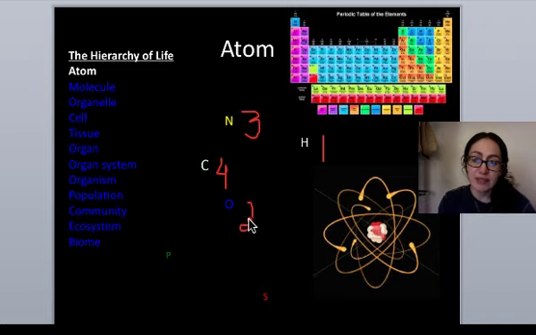Oxygen by itself would actually be a very dangerous molecule. It's a free radical. It's not happy, it's very unstable by itself, but if it's bound to another oxygen, it's going to form a double bond, and that's the oxygen that we breathe.